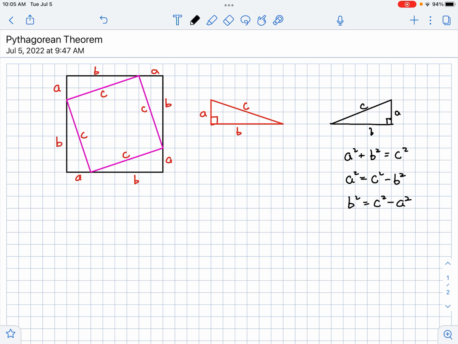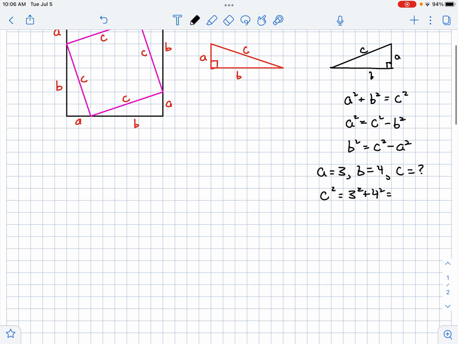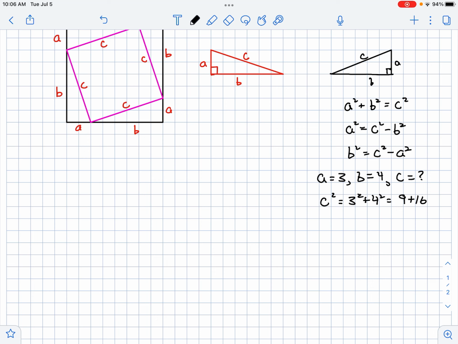The thing is, the hypotenuse is the side opposite the right angle, and the Pythagorean theorem tells us if we know two of the sides, we can get the third. So let's suppose that we know that A is equal to 3, and let's suppose B is equal to 4, and we want to find the hypotenuse. Well, here we go. We've got c squared is equal to 3 squared plus 4 squared, and that is equal to 9 plus 16. So we've got c squared is equal to 9 plus 16, which is 25. And that means c is equal to 5 if we take the square root on both sides. So this is what the Pythagorean theorem gives us the ability to do.